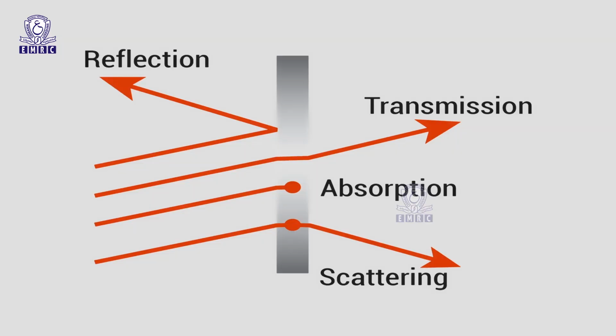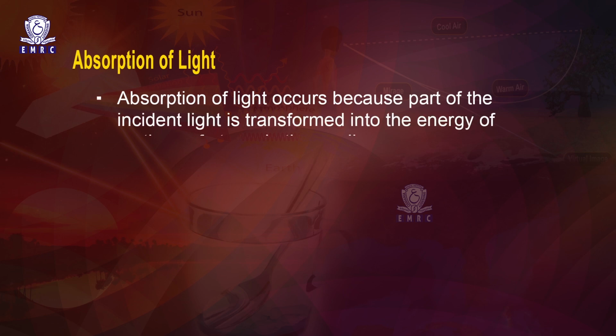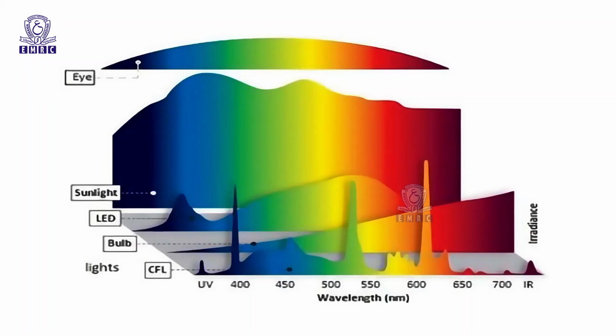Absorption is a process by which radiation, that is the radiant energy, is absorbed and converted into another form of energy such as heat or chemical energy. Absorption is wavelength dependent. Absorption of light occurs because part of the incident light is transformed into the energy of motions of atoms in the medium. It can take place in the atmosphere or in the terrain.